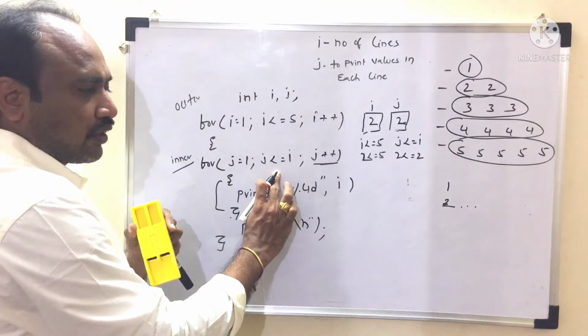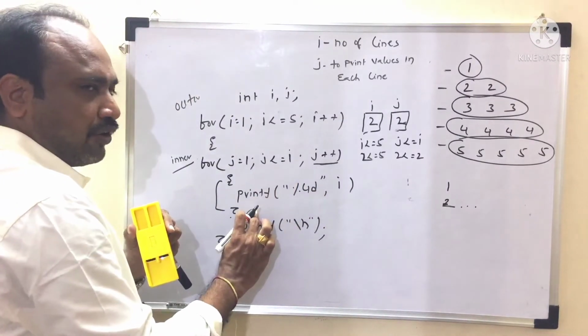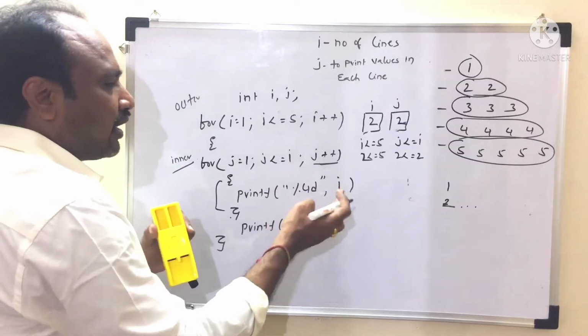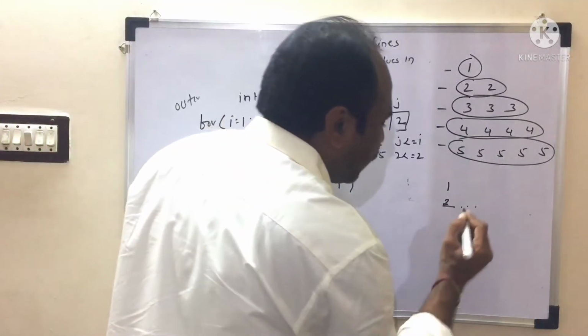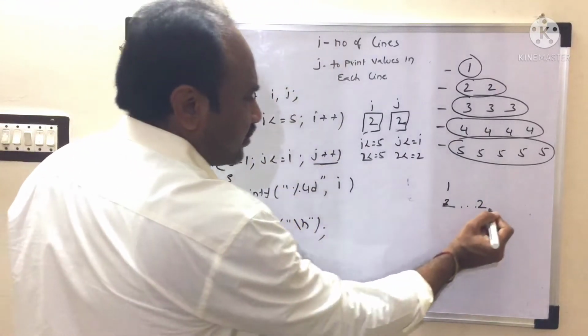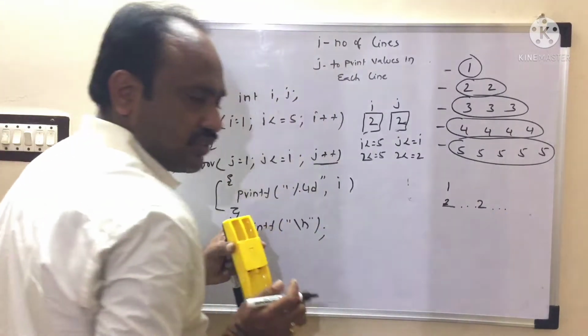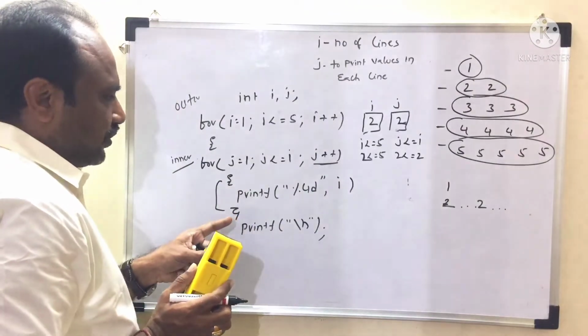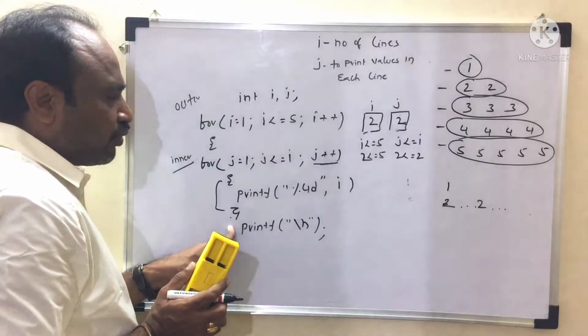True means printf prints %4d, comma i. What is the value of i? 2 is printed. Again we use 3 spaces because 1 digit is printed, 3 spaces. Okay. Next, again the inner for loop closes.